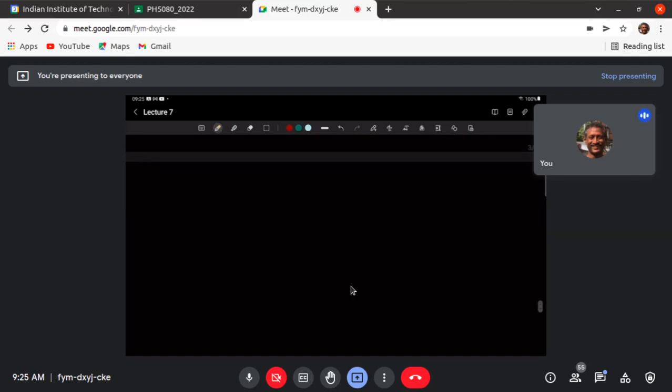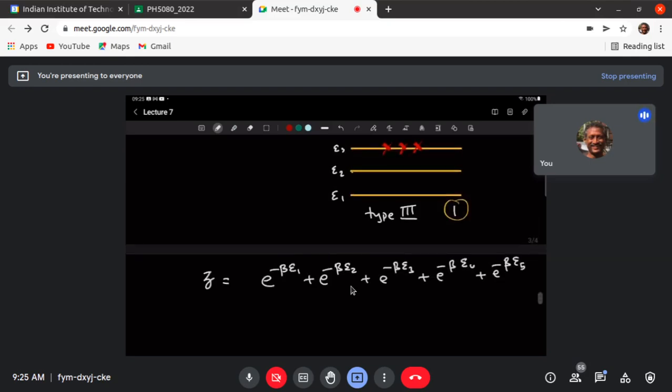Let's now do this computation. There's a simple way of doing this. Let me define little z just for one of those particles in any of those 5 states, and then for that it is just e power minus beta epsilon summed over the states. If there's just one particle and 5 states, what is the partition function? This is what you would have written.